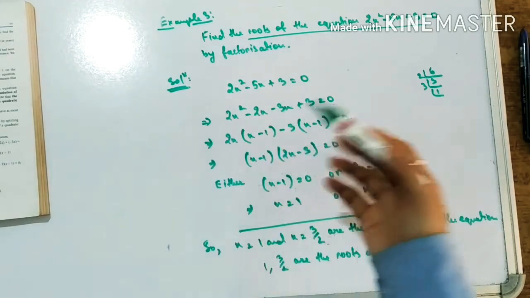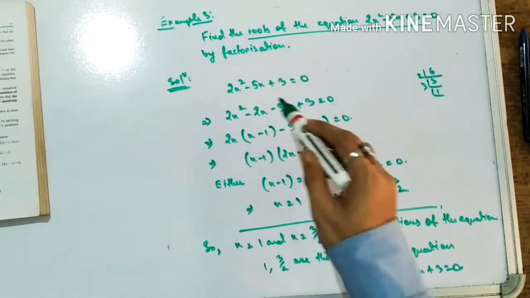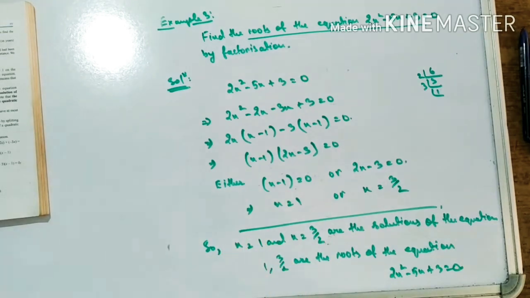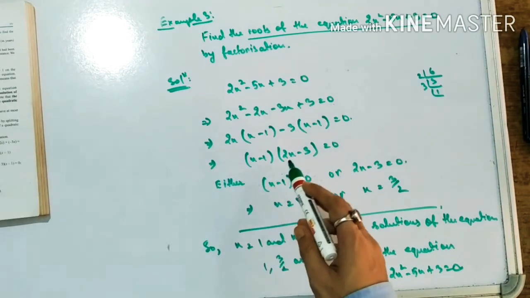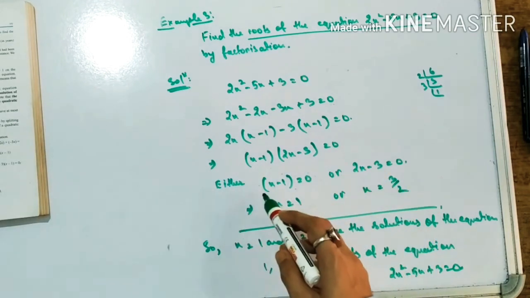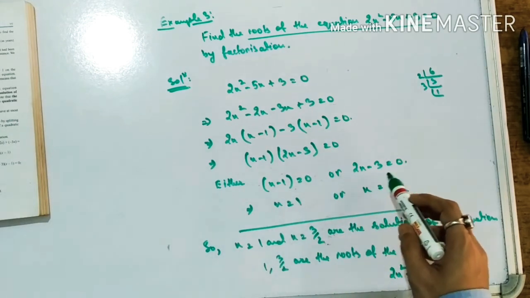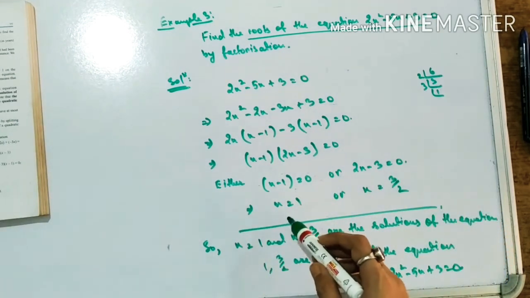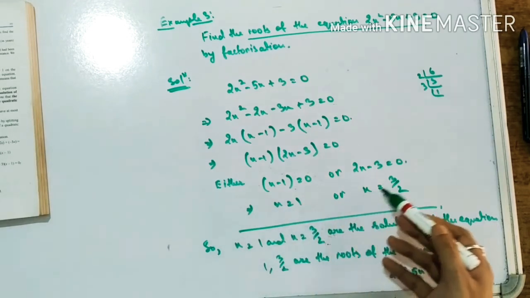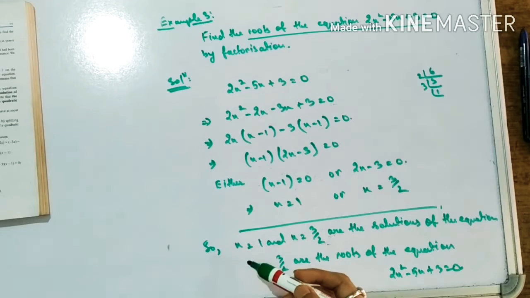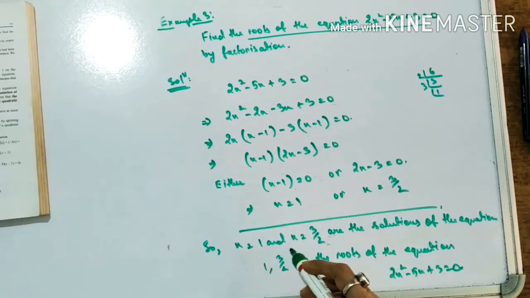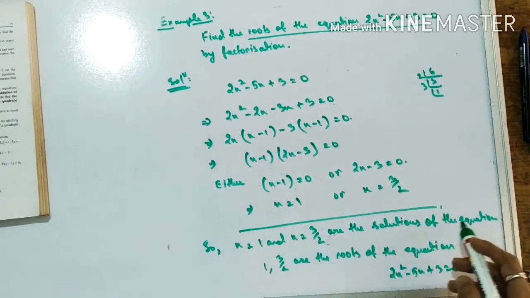Understand the expression? What I will do? I will factorize it by splitting the middle term. Then I will get x minus 1 into 2x minus 3 equals to 0. So I can say that either x minus 1 is equals to 0 or 2x minus 3 equals to 0. So therefore either x is equals to 1 or x is equals to 3 by 2. So therefore x is equals to 1 and x is equals to 3 by 2 are the solutions of the equation.